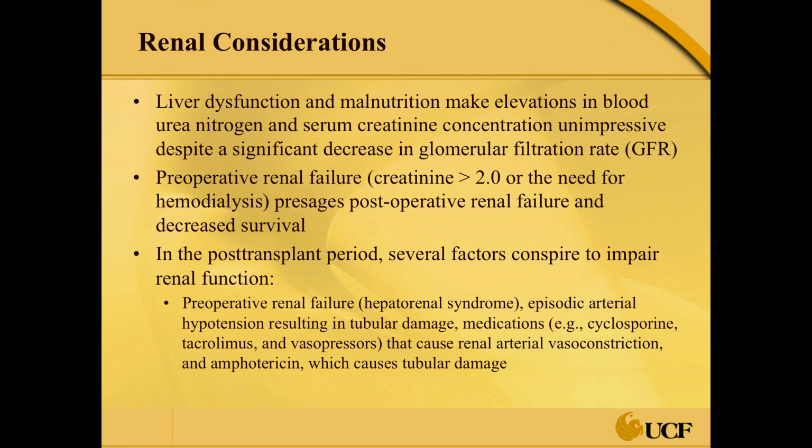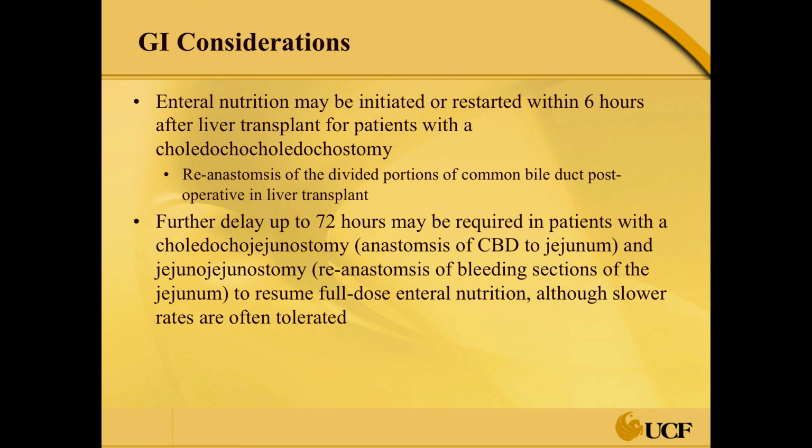Episodic arterial hypotension resulting in tubular damage. Medications can lead to this, like cyclosporine, tacrolimus, and vasopressors that cause renal arterial vasoconstriction. Amphotericin, which is an antifungal agent that we would use to treat a patient who develops a fungal infection, can also cause intrinsic renal failure from tubular damage as well.